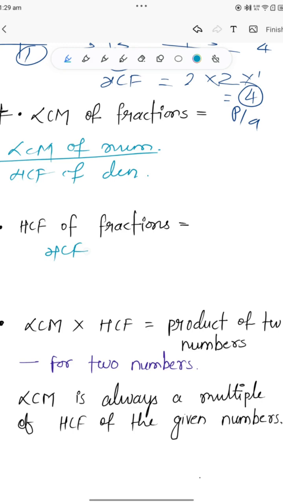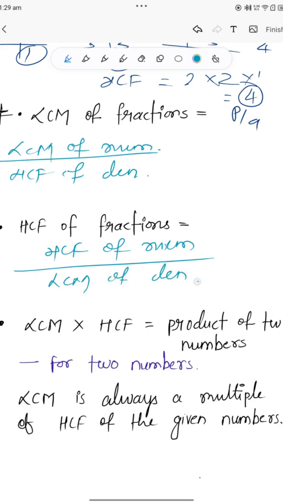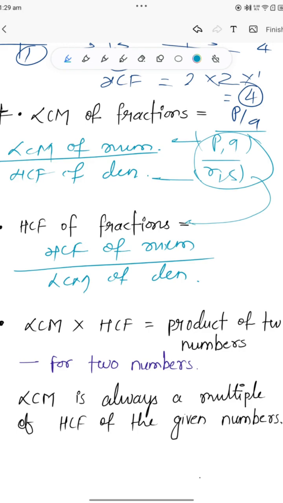HCF of fraction is HCF of numerator by LCM of denominator. I will explain, I guess you are getting confused. When we find the LCM of a fraction, suppose a number like P by Q, R by S, then we find the LCM of the upper one and the HCF of the lower one. And when we find the HCF of this fraction, we find the HCF of the upper one and the LCM of the lower one. We will learn about it in the next video, with questions basically.